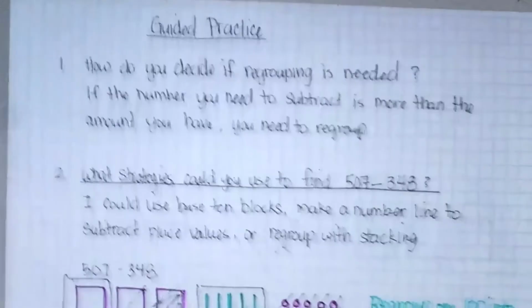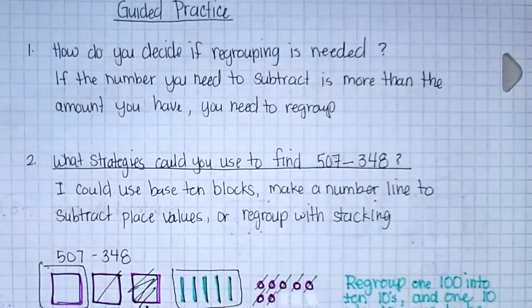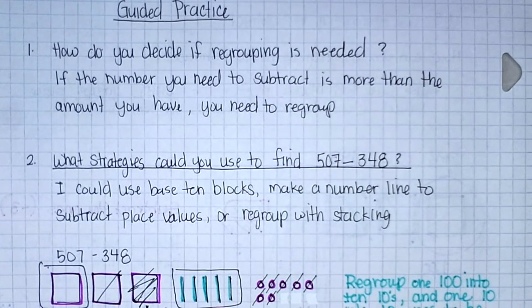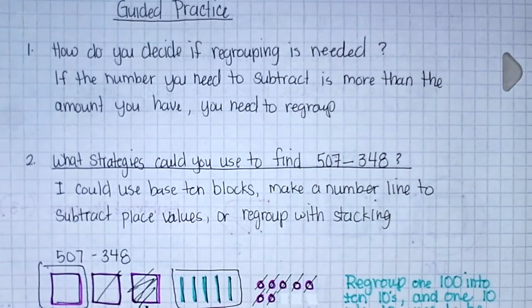All right, let's take a look at our guided practice together. Our first question says, how do you decide if regrouping is needed? Well, that's pretty easy. If the number that we need to subtract is more than the amount that we have, then we need to regroup. We need to borrow from our neighbor. For number 2, what strategies could you use to find 507 minus 348?